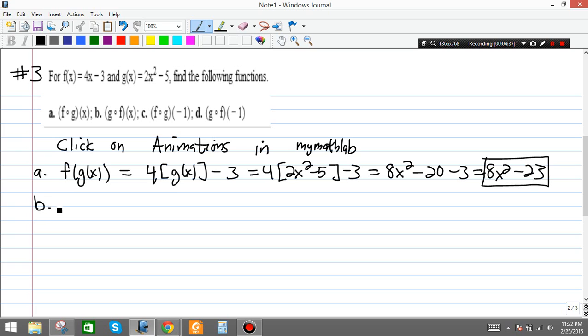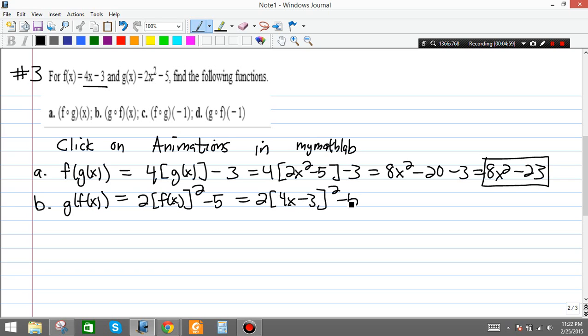B is where things get a little funky. G of f of x has us doing 2 times f of x squared minus 5. And that equals 2 times, and then we remember that f of x is 4x minus 3, squared, minus 5. And now, unfortunately, we do have to square 4x minus 3. The crucial remark here is that we have to FOIL this.